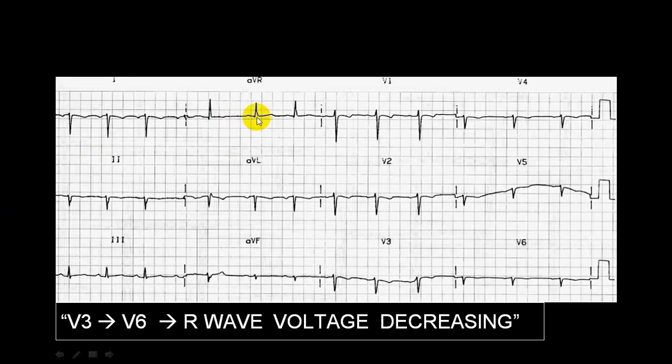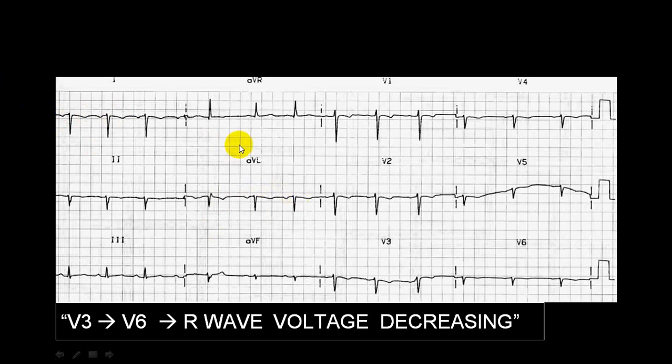Now you can see here, the R wave is positive, and look in V1, V3 to V6, the R wave voltage is decreasing. You can see that the R wave is becoming less. So this is AVR. Now if you look in lead 1, this is negative. All complexes are negative. And look in AVL also, all complexes are negative.